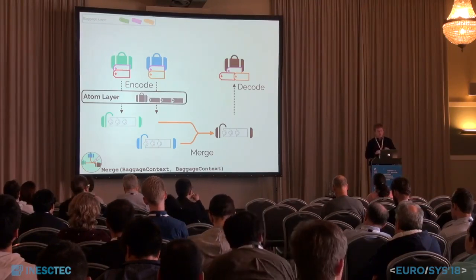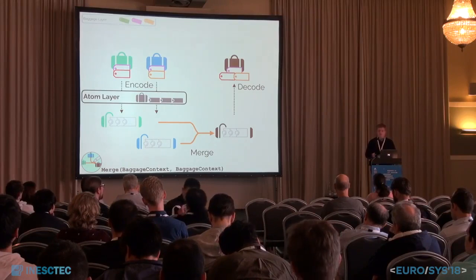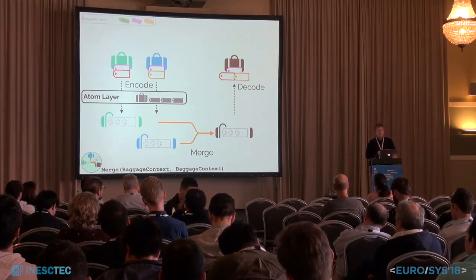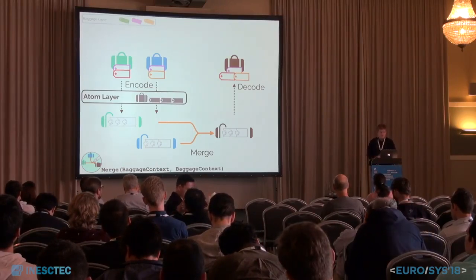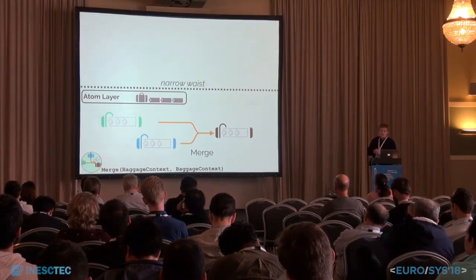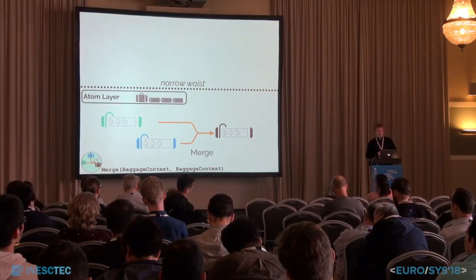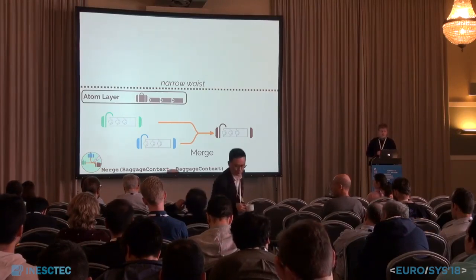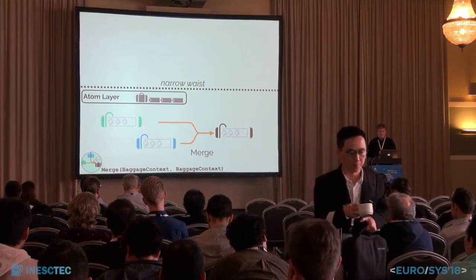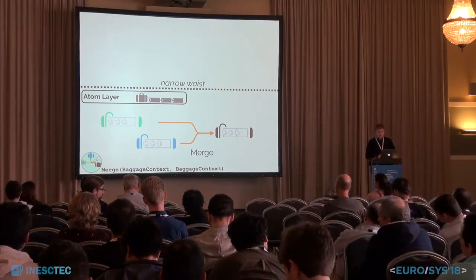So you might ask, why go to the trouble of doing all of this in the first place? Couldn't we do some amount of interpretation of the bytes? Well, by providing a single, simple, well-founded merge function, it means the minimal requirement to be able to propagate contexts is only the atom layer. This is a very low barrier to entry.